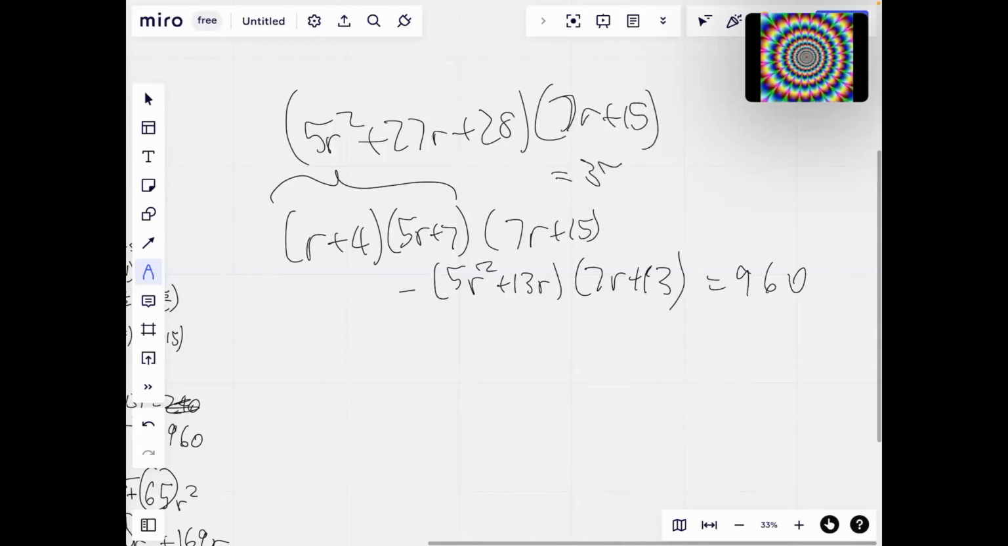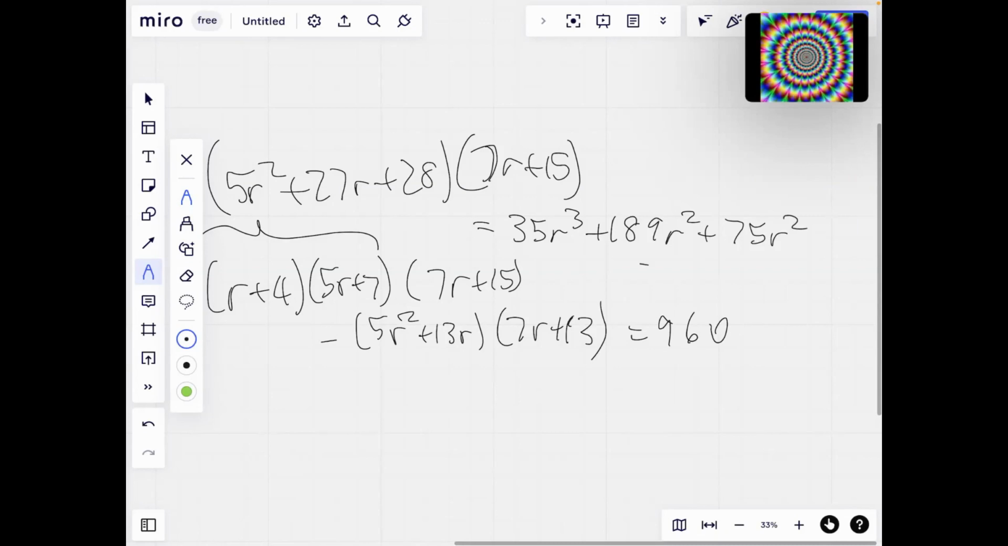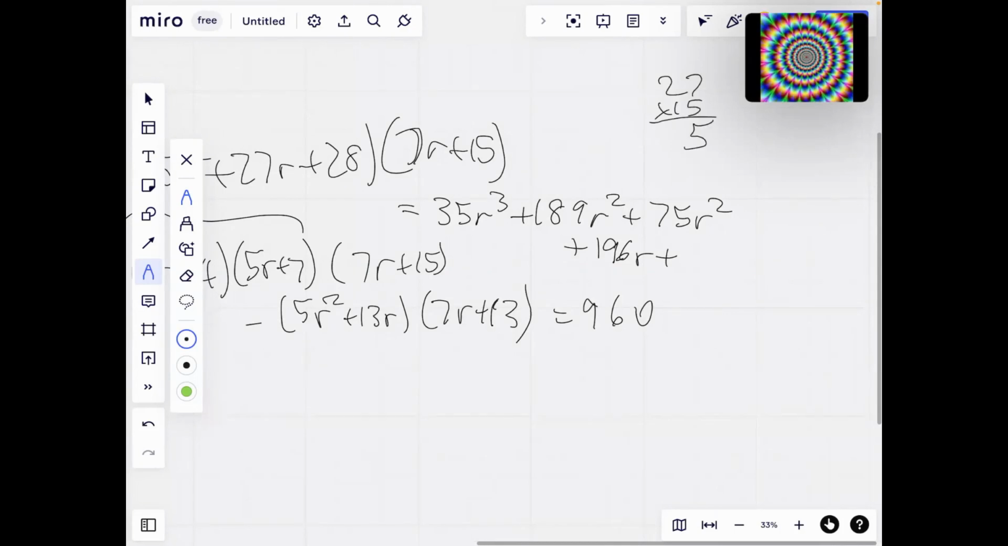This is equal to 35r cubed plus 189r squared plus 75r squared plus 196r plus 15 times 27, plus 15 times 28, so that's 420.